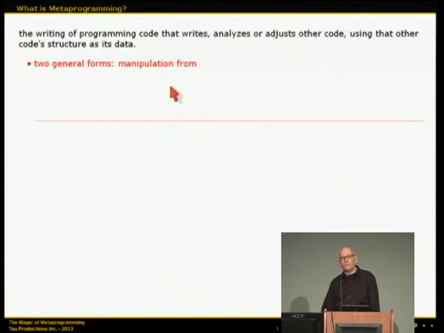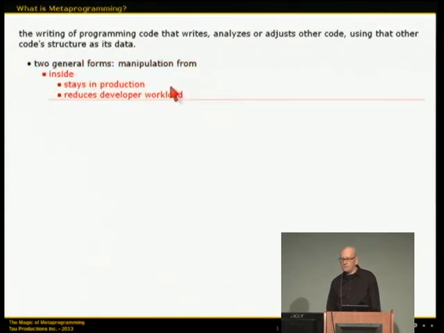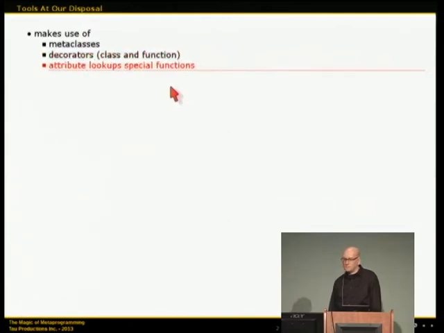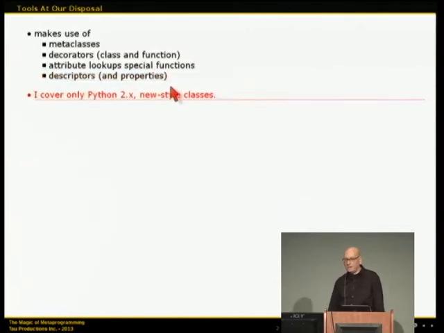So there's two general forms of metaprogramming. There's manipulation from inside the program, which stays in the production code, and it reduces the developer workload. There's also the outside metaprogramming, which is used for debugging or testing to insert test fixtures and such. So it makes use of metaclasses, as you might expect from the name, but it also uses decorators, attribute lookups of various types, and descriptors. This talk is only about Python 2.x and the new style classes to keep it simple.